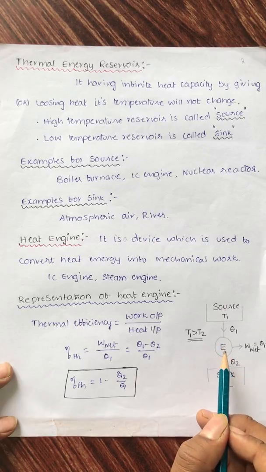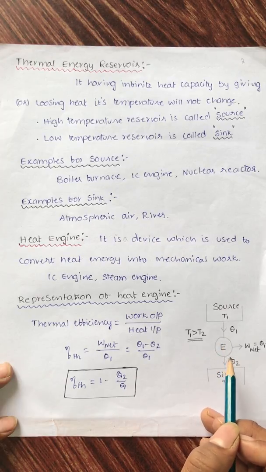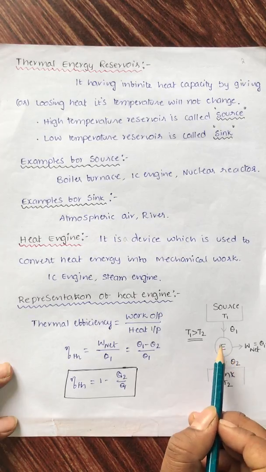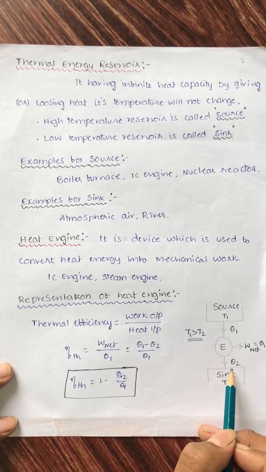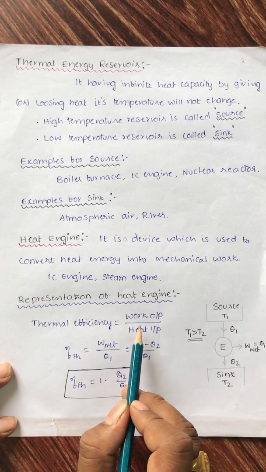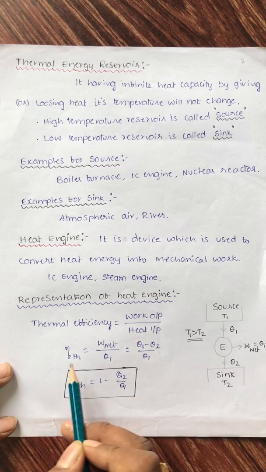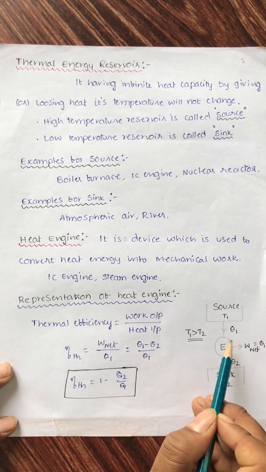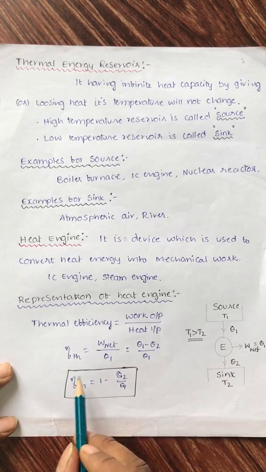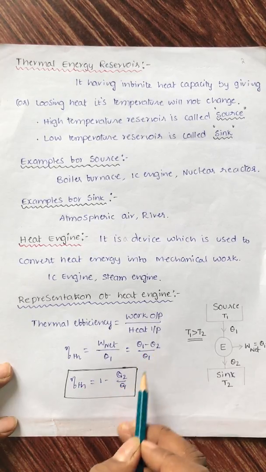When efficiency is 100%, it is an ideal machine. All the time there must be some reduction in efficiency, so it should be less than 100. So there is an amount of heat rejection Q2, to the sink at T2. Now thermal efficiency is equal to work output by heat input. The work output is W net, and heat input is Q1. So W net is Q1 minus Q2, divided by Q1. So efficiency equals 1 minus Q2 by Q1.